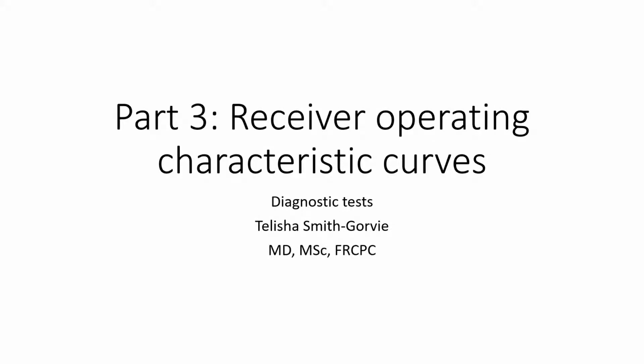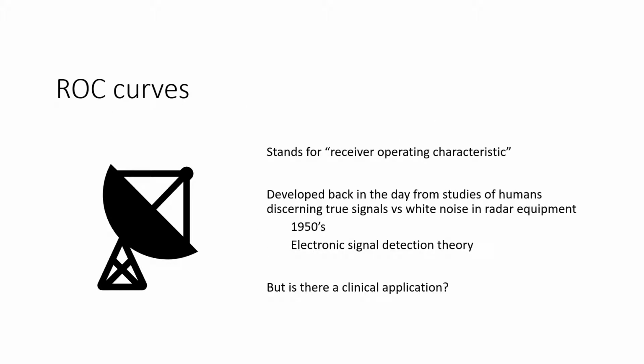So now let's move on to part 3 and let's briefly talk about receiver operating characteristic curves. So what are they? It stands for receiver operating characteristic, or ROC curve. This was developed back in the day when they did studies on humans to see if they were able to discern true signals versus white noise in radar equipment. This is from the 1950s, and it's based on electronic signal detection theory.